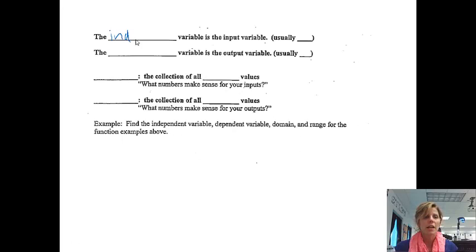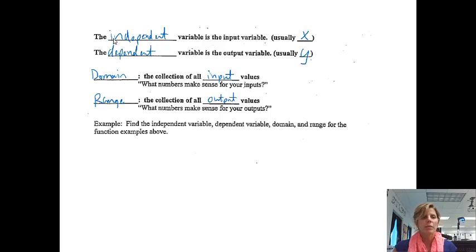The independent variable is the input variable. We usually will denote it with an X, but not always. And the dependent variable is the output variable. Usually it's denoted by a Y. And then the domain is going to be the collection of all input values, and the range is going to be the collection of all output values.